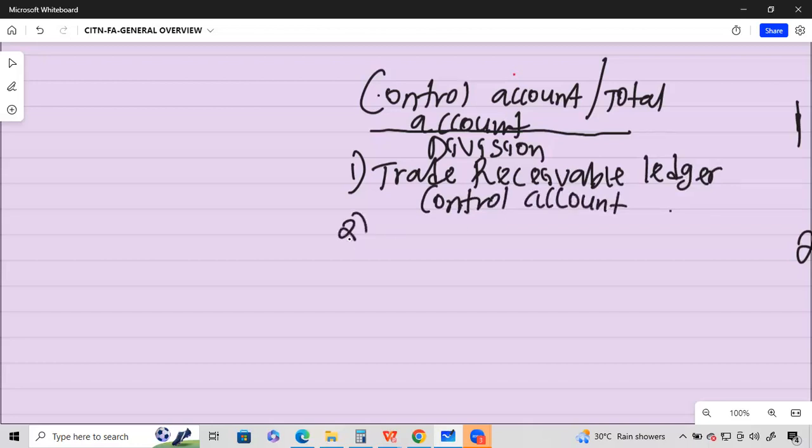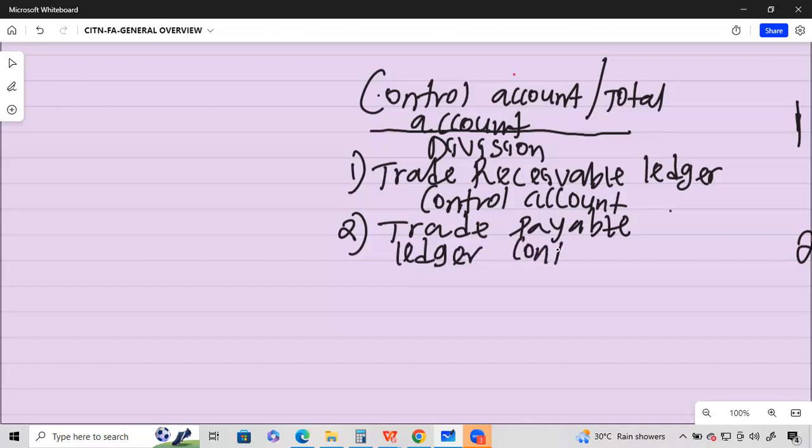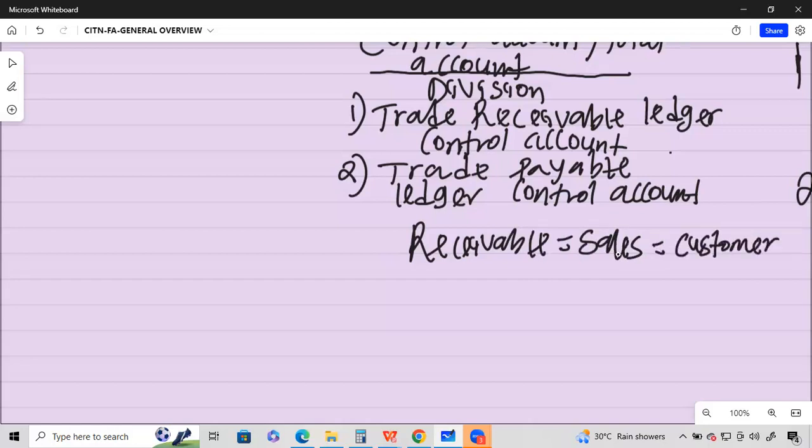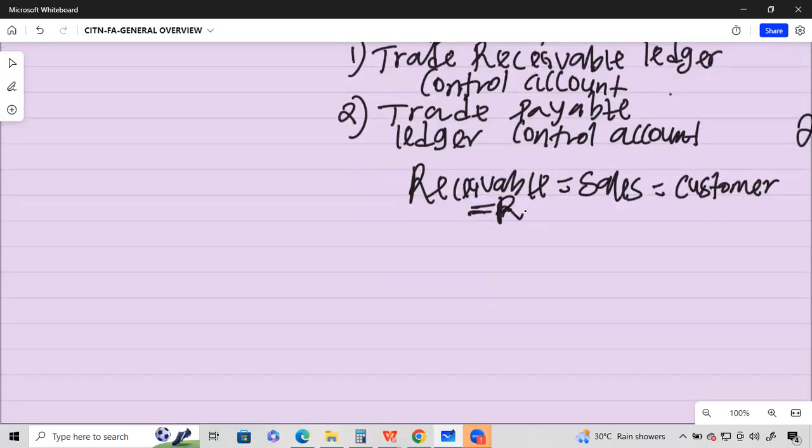We also have the trade payable ledger control account. The trade receivable ledger can sometimes be called the sales ledger. Sometimes we can also call it the customer ledger control account. Those are other names you can call it. You can also call it revenue, or revenue ledger.